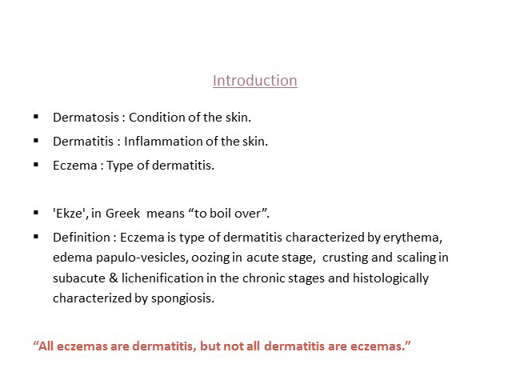Ekzein in Greek means to boil over. So the definition of eczema is a type of dermatitis characterized by erythema, edema, papules, vesicles, oozing in the acute stage, crusting and scaling in the subacute stage, and lichenification in the chronic stage, and histologically characterized by spongiosis.